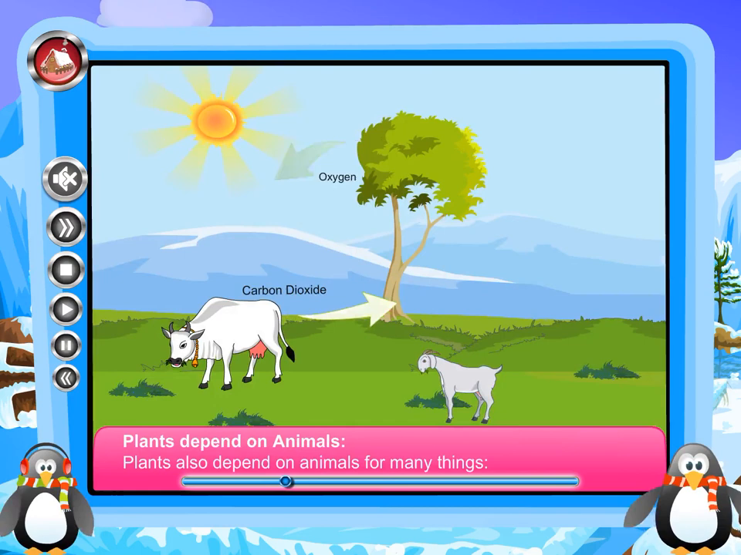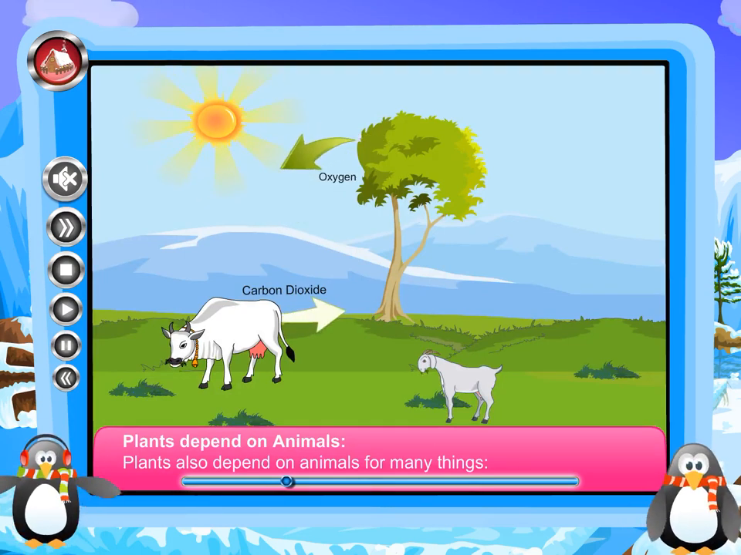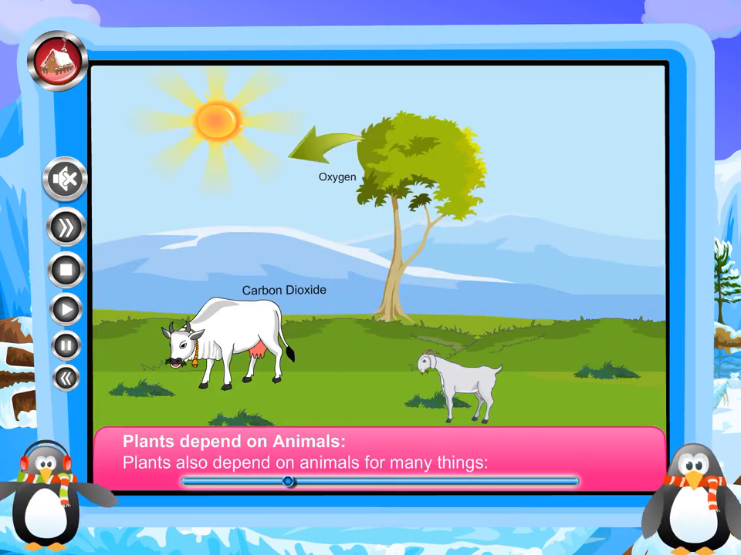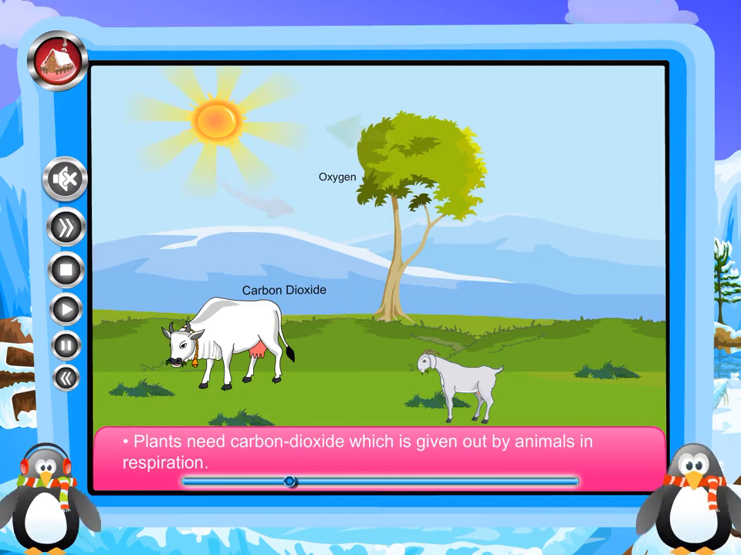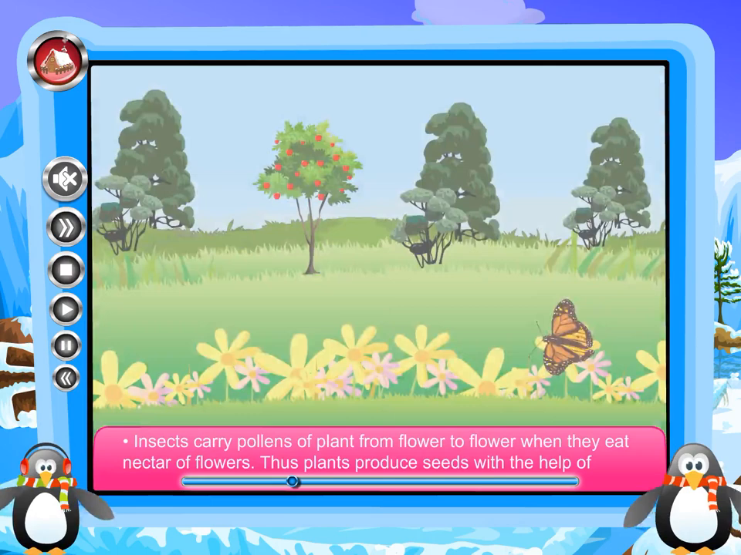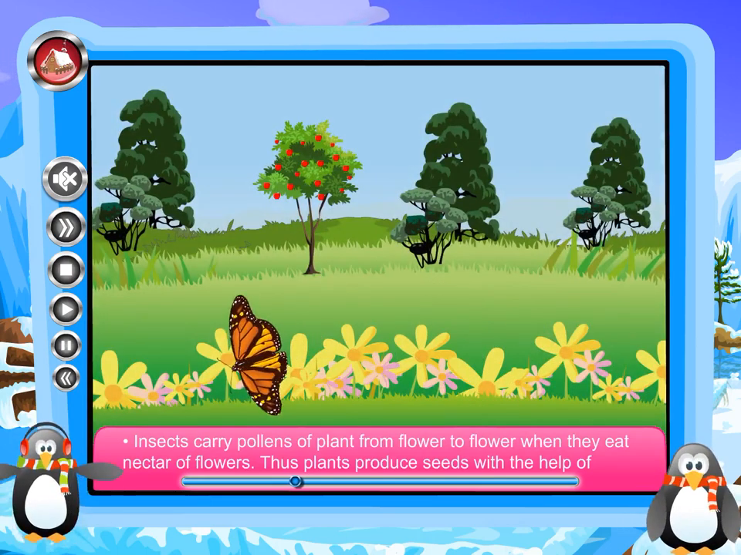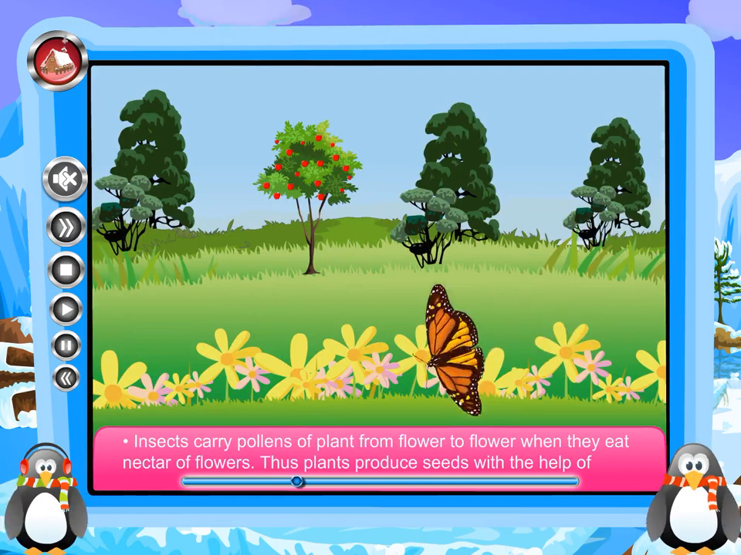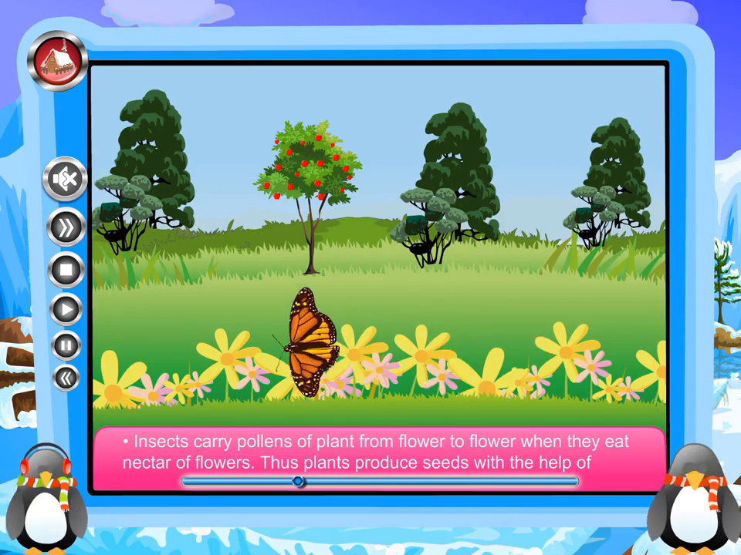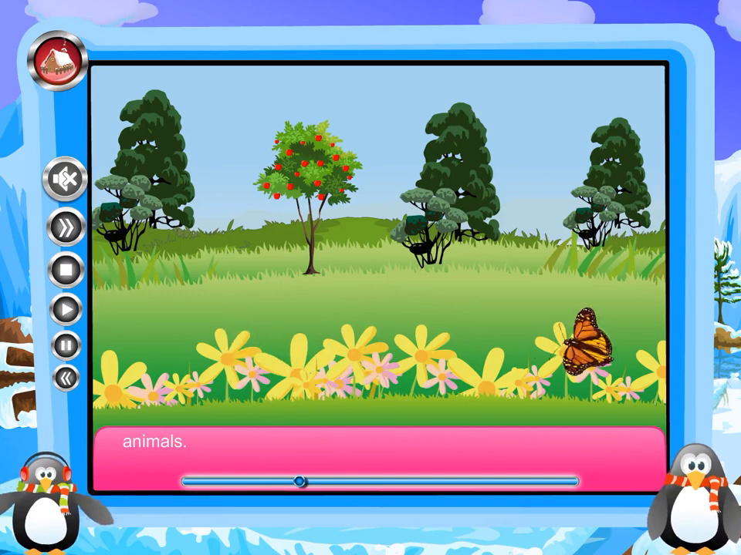Plants depend on animals. Plants also depend on animals for many things. Plants need carbon dioxide, which is given out by animals in respiration. Insects carry pollen of plants from flower to flower when they eat nectar of flowers. Thus, plants produce seeds with the help of animals.